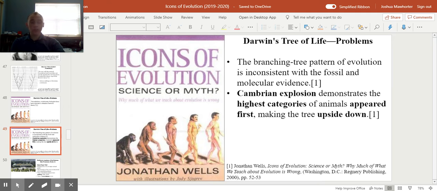The branching tree pattern of evolution is inconsistent with the fossil and molecular evidence, meaning the fossil record doesn't show anything like that, of a branching tree of life, and the molecular evidence doesn't show anything like that either, in the sense that you don't see this modification over time from a single point of origin or a few single points of origin. The Cambrian explosion demonstrates the highest categories of animals appeared first, making the tree virtually upside down, that it basically works the other way.